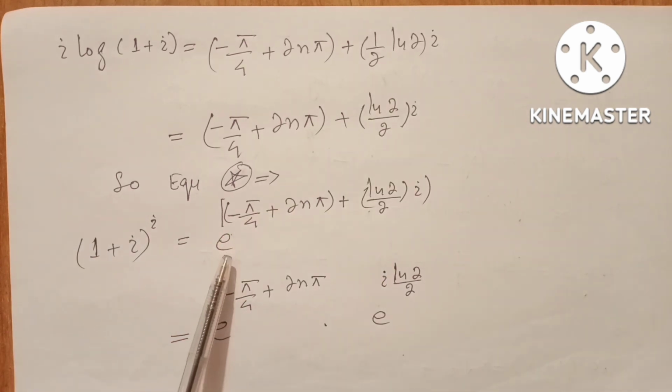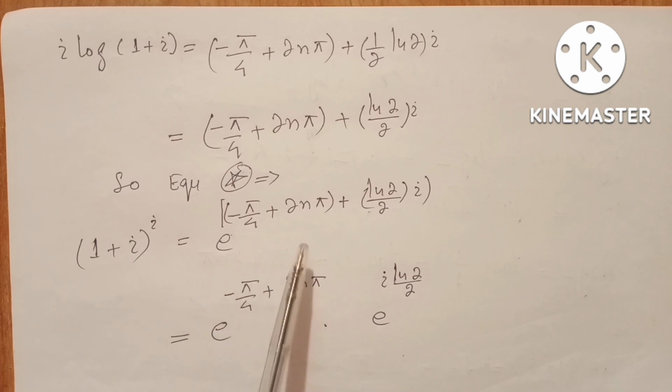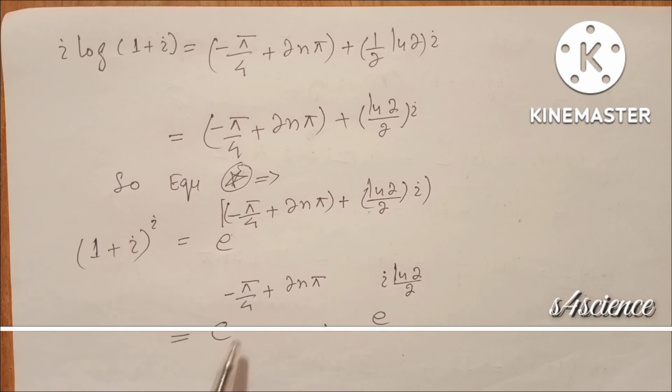Putting the values in the first equation, we will get (1 + i)^i is equal to e raised to the power minus pi by 4 plus 2n pi plus natural log of 2 divided by 2 times i. Same base, powers add; we will use this rule and we will get (1 + i)^i is equal to e raised to the power minus pi by 4 plus 2n pi, into e raised to the power i log of 2 divided by 2.